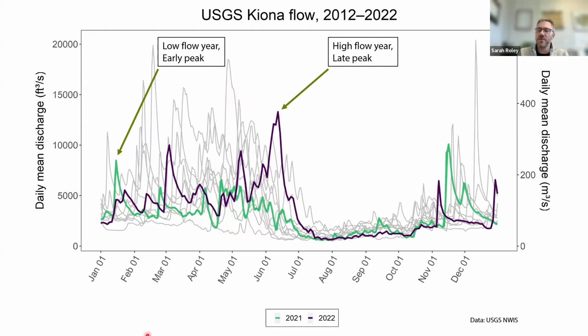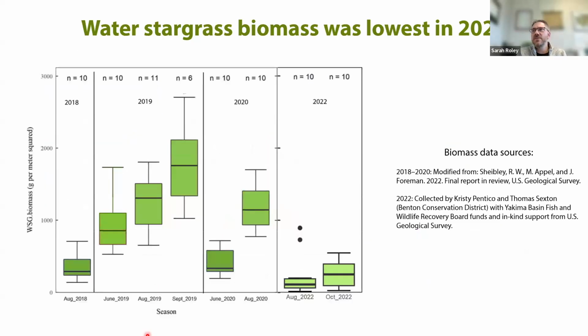And well, what happened with water stargrass? Well, these are USGS data of water stargrass biomass. And in 2022, sampling in August in mid-season and October in the late season, compared to previous years, water stargrass biomass was quite a bit lower than previous years where this had been measured. And just anecdotally, as I went to put my sensors out in place in 2022, I looked around and said, where's the stargrass? It was just gone. It did eventually come back later in the season, although not as abundant.